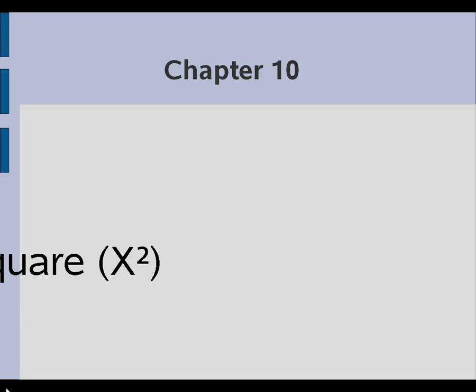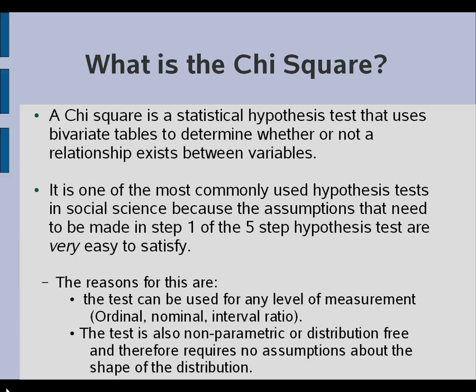Chapter 10, Chi-square. What is the chi-square? A chi-square is a statistical hypothesis test that uses bivariate tables to determine whether or not a relationship exists between variables.